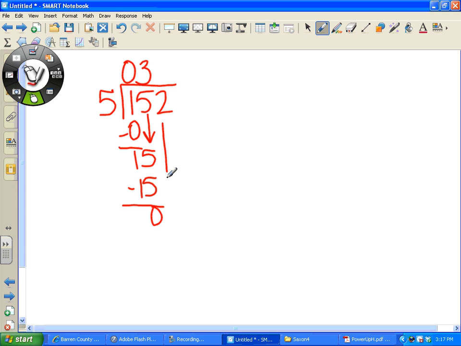Subtract, bring down. How many groups of 5 can I get out of 2? 0. 0 times 5 is 0. Subtract. There's nothing left to bring down, but look, I have a remainder left over this time. The final answer is 30 with the remainder of 2. Okay?